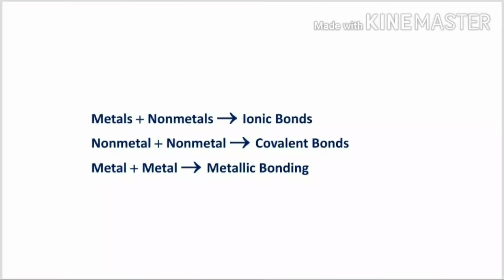In the previous session, we did see about the covalent bonds. Covalent bonds are formed between non-metal and non-metal. But the ionic bonds are formed between metals and non-metals. Between metal and metal, metallic bondings are formed. So in this presentation, I am going to explain about the ionic bonds.